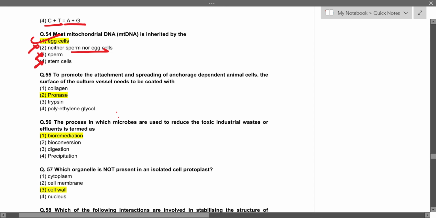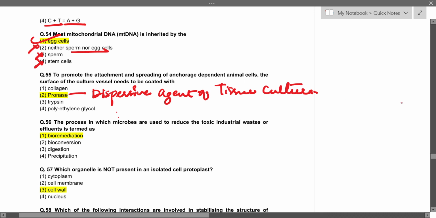Next is to promote the attachment and spreading of anchorage dependent animal cells, the surface of the culture vessel needs to be coated with. Okay, so here the correct option is pronase. A pronase is also known as a dispersive agent of tissue culture. That means whenever we put the pronase onto the medium, this will encourage the spreading of the cells onto the medium. That is why it is known as a dispersive agent. Pronase is the correct option.